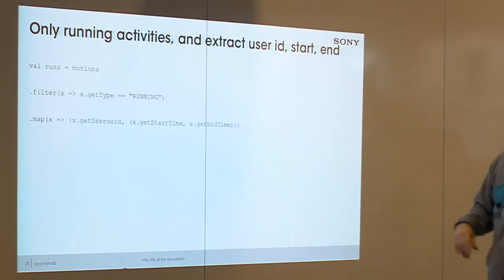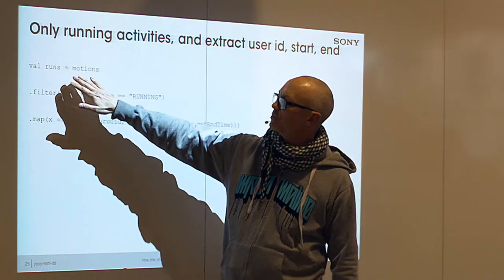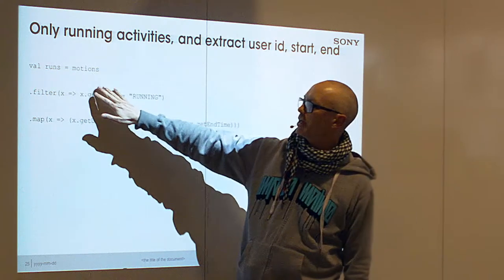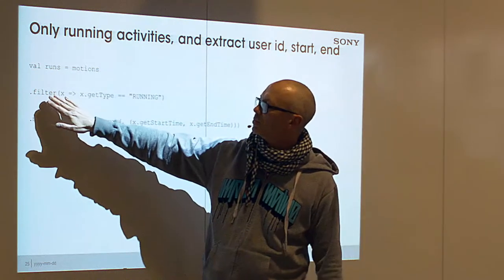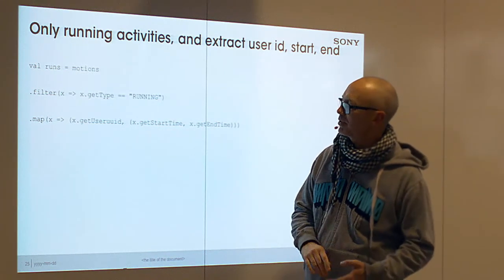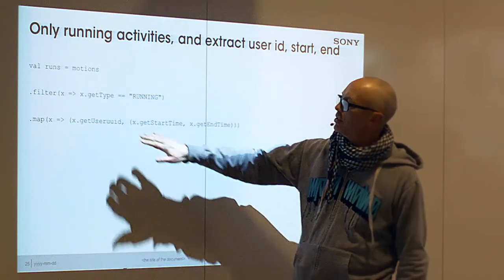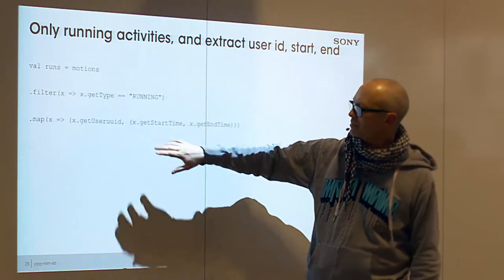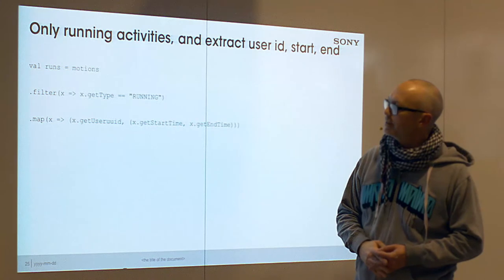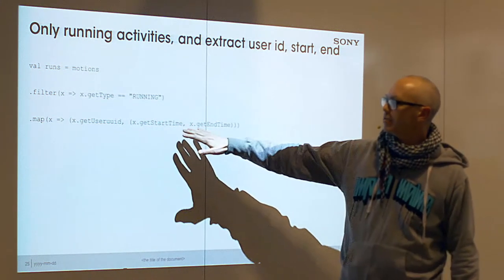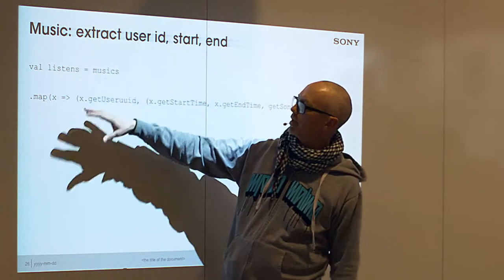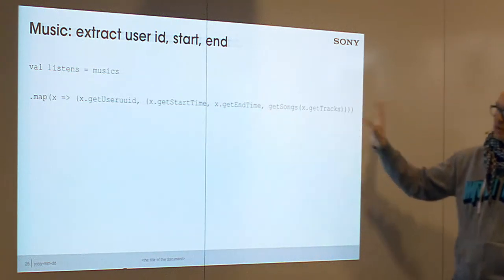So what we will do is extract running events from this data we load, and we'll filter them. So getType is something we have defined here. It's our own schema. But what you do usually in Scala and in Spark is that you have a data set and you do transformations. You filter, you map, you reduceByKey, etc. And you work a lot with key value pairs. So what we do first here, we extract only the running items, not walking or other transportations. And then we don't want all the data in these running events. We're only interested in user IDs, who's running, and when it starts and when it ends. Same thing for music. From all the music we have, we just extract the user ID, start time, end time, and the songs.